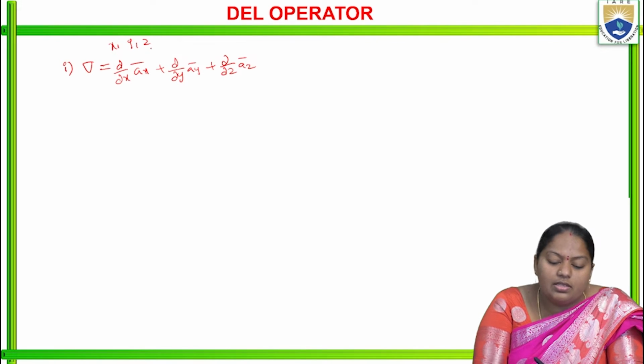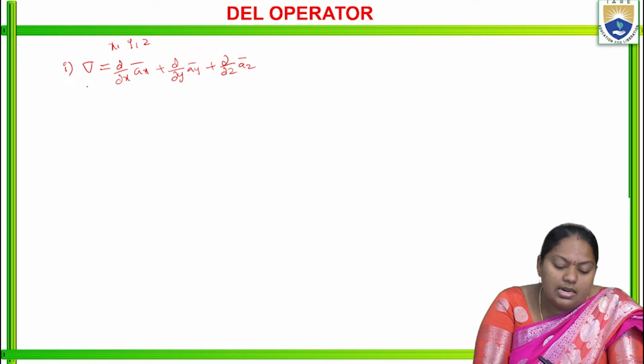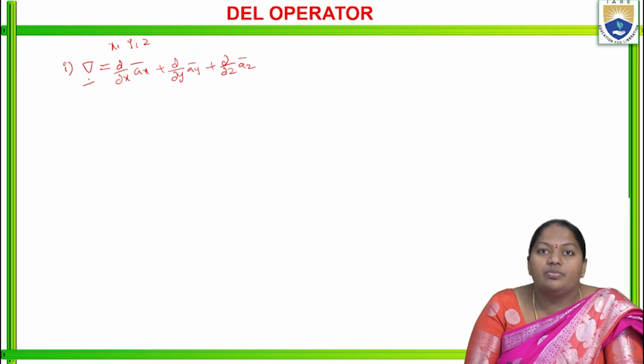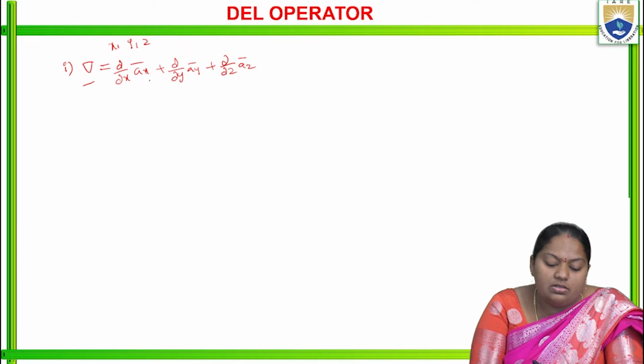So x, y, z are the three coordinate system variables in the Cartesian coordinate system, and this del operator or gradient operator can be written as dou by dou x into ax plus dou by dou y into ay plus dou by dou z into az.